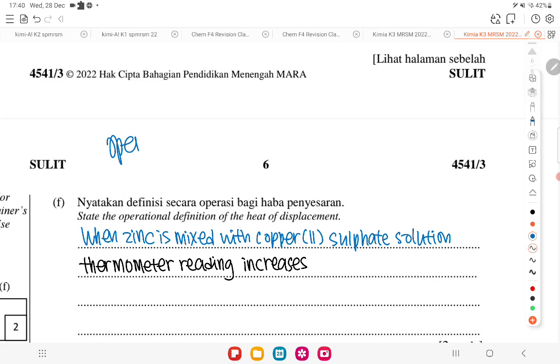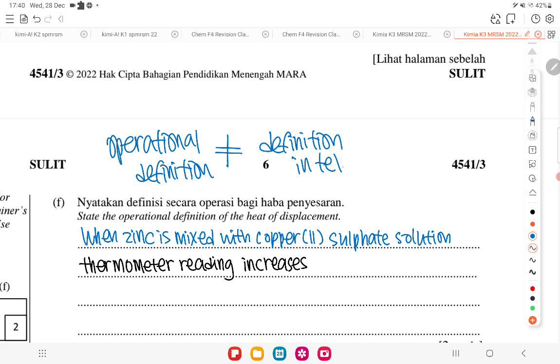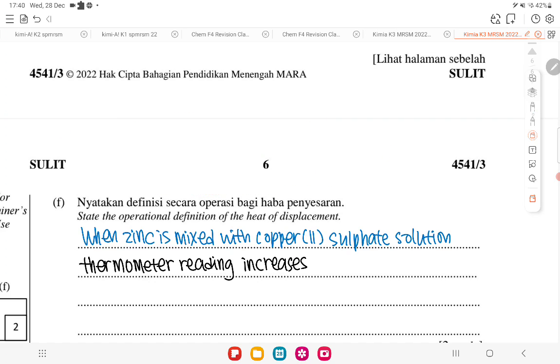First of all, you must understand operational definition is not the same as the definition that you memorize in the textbook. Operational definition has nothing to do with the definition that you memorize from the textbook. When you want to write operational definition, you must always write 2 things only.